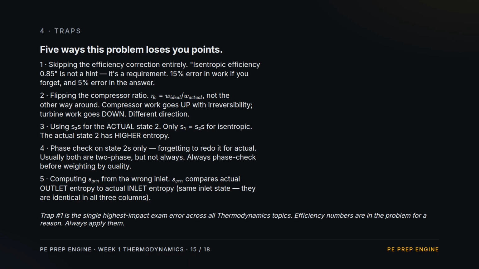Traps. 5 ways this problem loses points. 1. Don't skip the efficiency correction. An efficiency below 1 is mandatory, and skipping it costs 15% on the work. 2. Flip the compressor ratio. It's ideal over actual, since real compressor work exceeds ideal. 3. Don't use S2s as the actual state 2 entropy. They match only in the ideal case, and the real state 2 has higher entropy. 4. Phase check both 2s and 2, usually both two-phase, not always. 5. Entropy generation compares actual outlet to the actual inlet, the same state in all 3 columns.